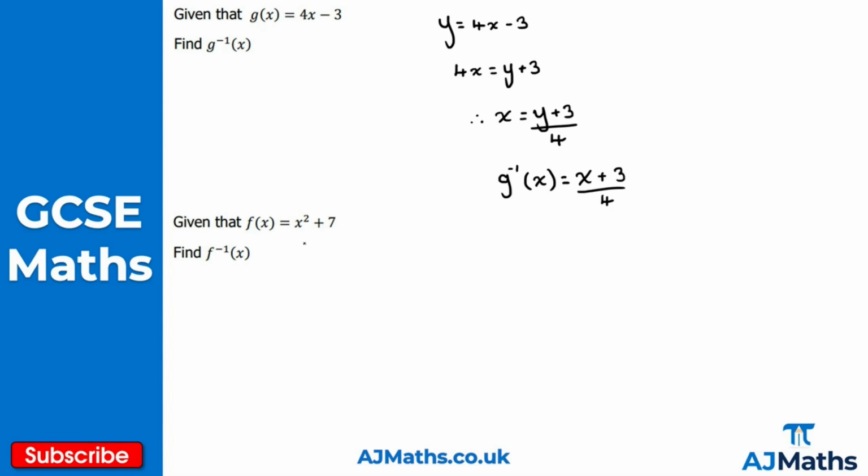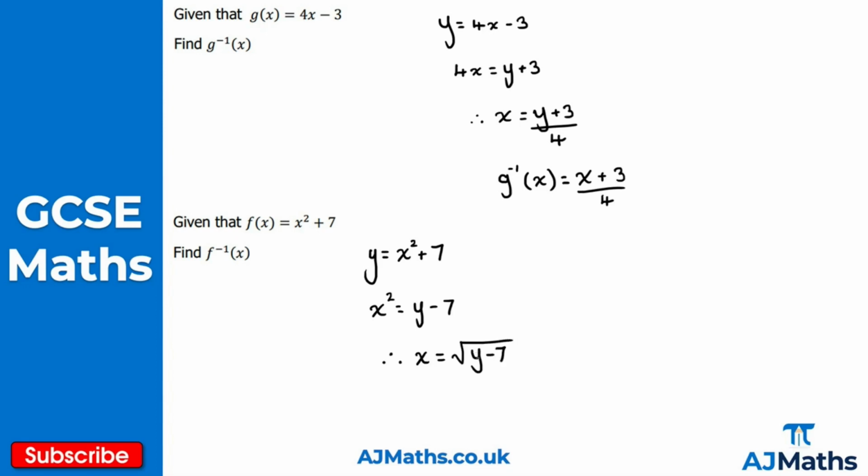Then moving on to the very last one. We've got f of x, which is equal to x squared plus 7. We now want to find the inverse, so f inverse of x. And again, we just follow the same method. So y is equal to x squared plus 7. We now rearrange so that x is the subject. The first thing I'm going to do is subtract 7 off both sides. So x squared is equal to y minus 7. Therefore, if we want x here, we square root both sides. So x is equal to the square root of y minus 7.